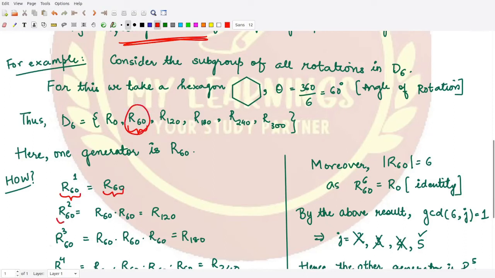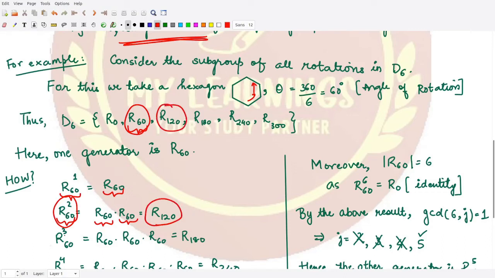If we take R60 to the power 2, that means we are applying this operation 2 times. So we are firstly applying R60 and then we are also applying R60. So we are rotating this hexagon by 60 degrees first and then by 60 degrees again. So in total we are rotating it by 120 degrees. So this is R120. So we have the second element with us.